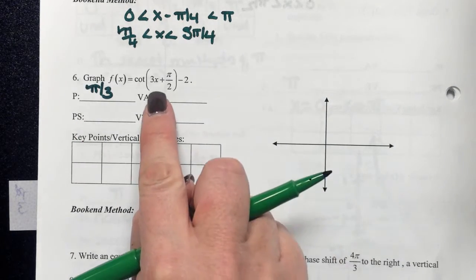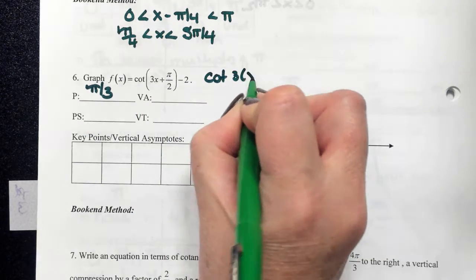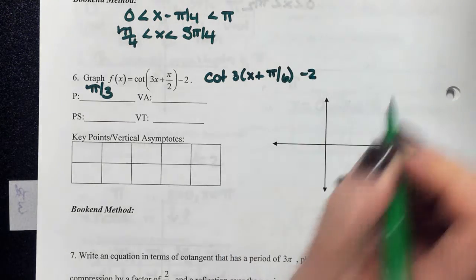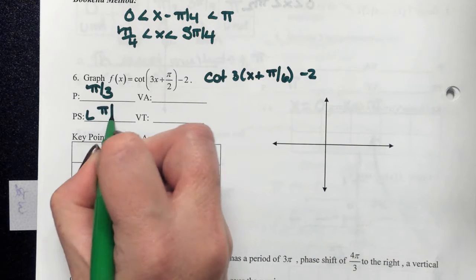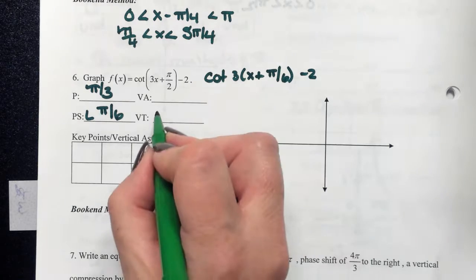Phase shift. What do I have to factor out? I'm going to have to factor out a what? 3. So that's going to give me x plus what? Pi over 6. So what's my phase shift going to be? Left pi over 6. Do I have a vertical translation? Yes, I'm going to do what? Down 2.